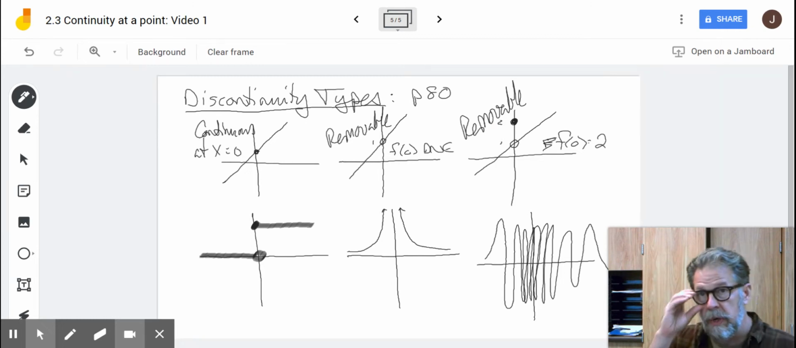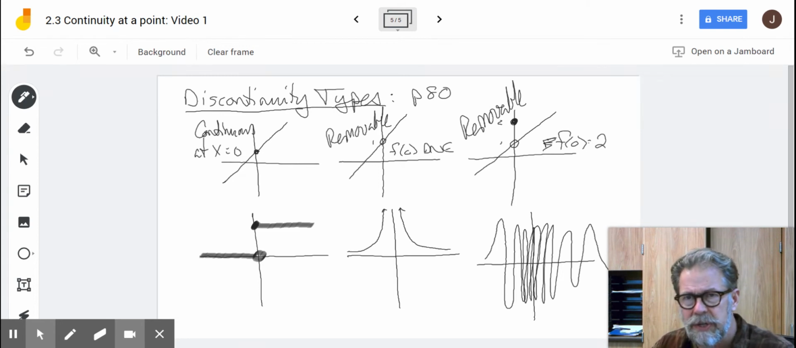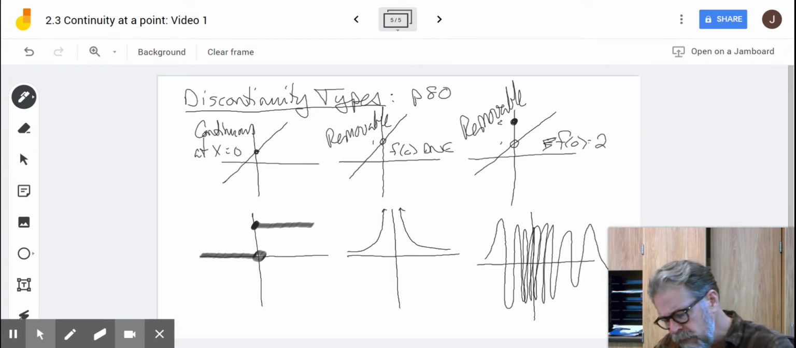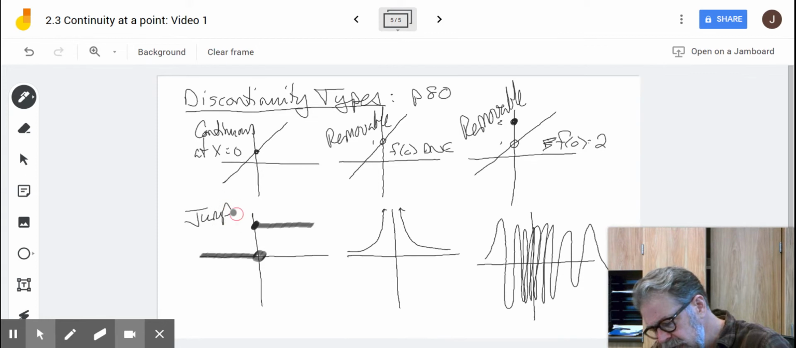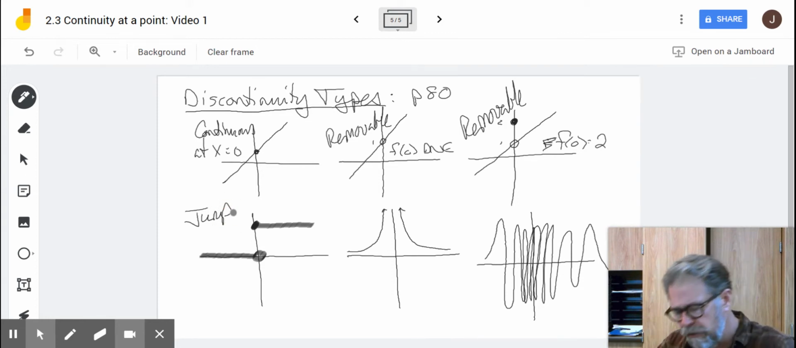Removable discontinuity, easily fixable because all you've got to do is stick a point in there. And we'll talk about that in just a minute. If you wanted that to be continuous, you would just redefine the function to have a point right there. This is called a jump discontinuity, and this is not fixable. The only way to fix this one would be to shift a whole part of the function up or down.